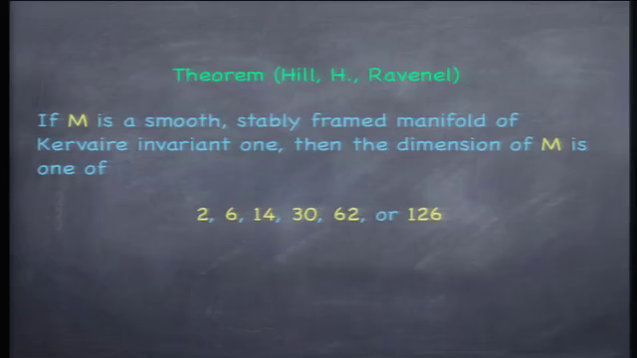Maybe none of you have any opinions about that. If you do, let me know. But the pattern of these numbers is that they're 2 less than a power of 2. So 2 is 2 less than 4, 6 is 2 less than 8, 14 is 2 less than 16, but there's only these 6 possible dimensions.